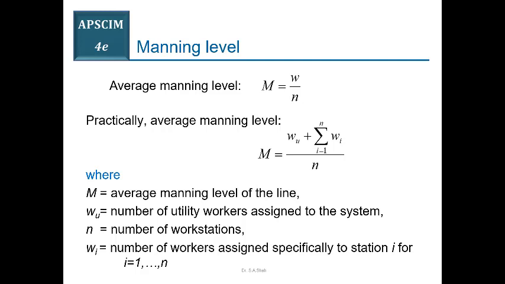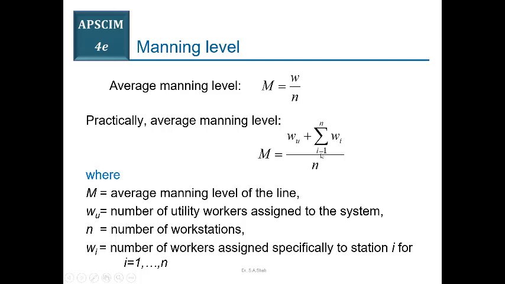So in normal cases if there is no utility worker, so simply आपने calculate करना होगा W by N से. If the utility workers are there, so then वो utility workers भी आपने add करने होंगे जो assigned workers हैं उनके साथ. So W with the prefix U represents the utility workers, and Wi are the workers who will be assigned to station i, and station i may be from 1 to n.